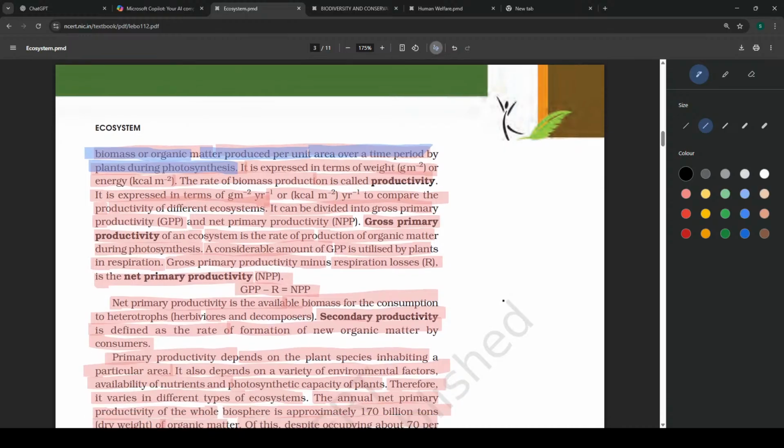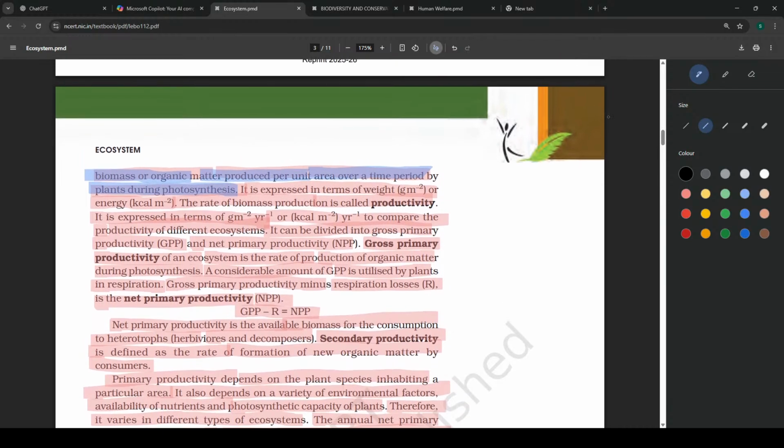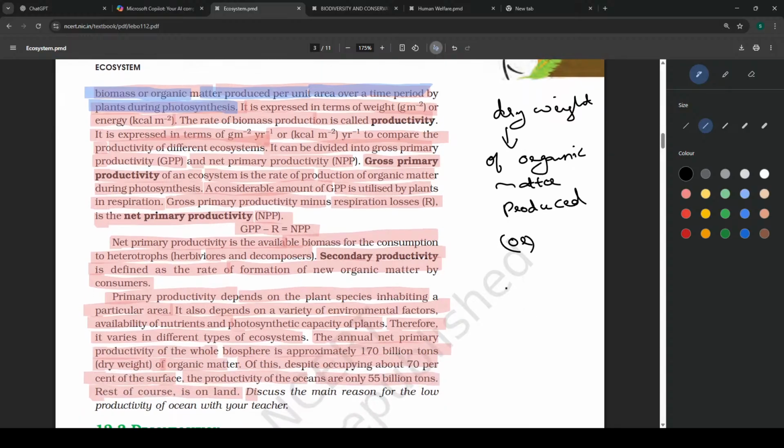So combining all that, we get a unit. Actually, we get two units. One is in terms of dry weight, like dry weight of organic matter produced, or biomass produced, or we can get in terms of energy produced, or energy absorbed from the sun. The CGS unit of energy is calorie, and we take kilocalorie here as calorie is too small a unit to describe here.